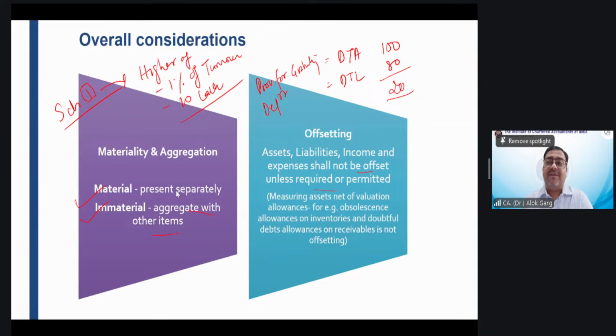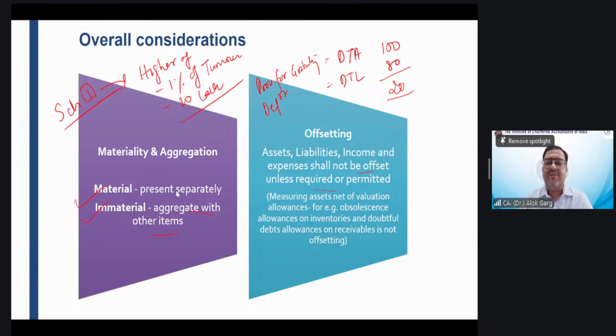See, the nature are different. One is secured, other one is unsecured. So in this case, it should not be offsetted. Okay. Right? Cannot be. So Manoj is asking, what if the amounts are material or of high values?